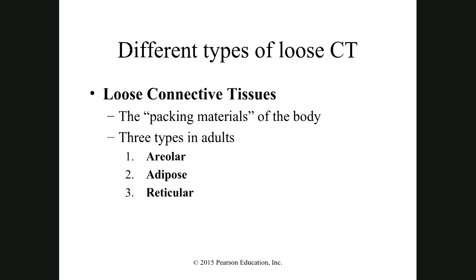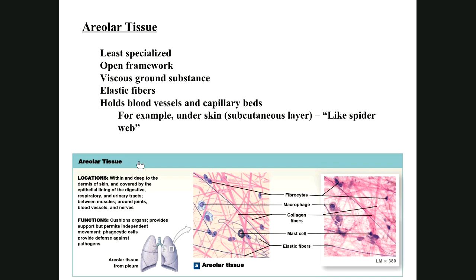The loose areolar, we saw already. The loose connective tissues are areolar, adipose, and reticular. You can see here, areolar looks like a spider web, so that's good. It's between muscle, okay? Between muscle. So circle that, between muscle. That's the loose areolar that you often see.